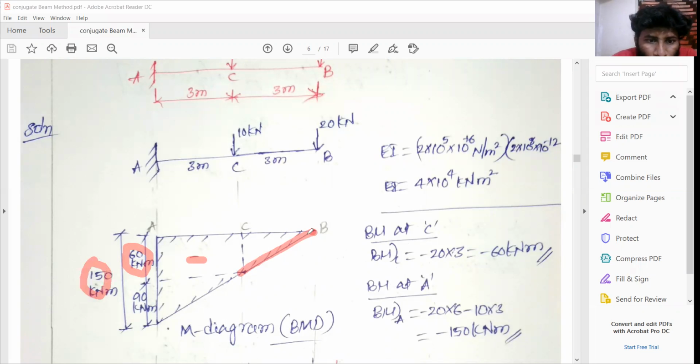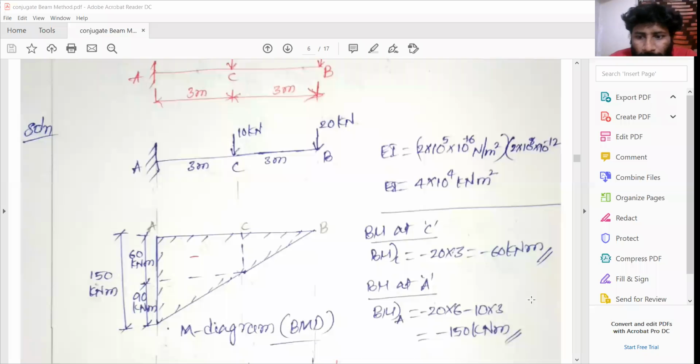Both are point loads, so it's a linear variation, and we have negative everywhere. I have split the whole area into three parts: this one area, this one area, this one area. Or else, it's left to you; you can take the whole area at a time, or make small parts like this, a small triangle, another triangle, and a rectangle, which is easy to understand. So 150 minus 60 is 90 kilonewton meter. This is the bending moment diagram.